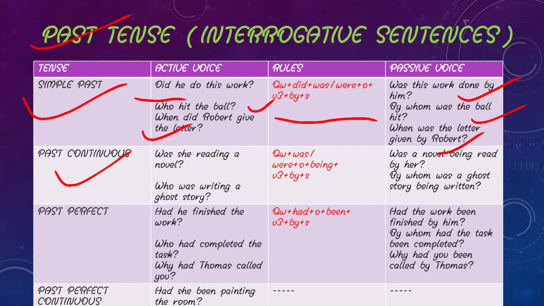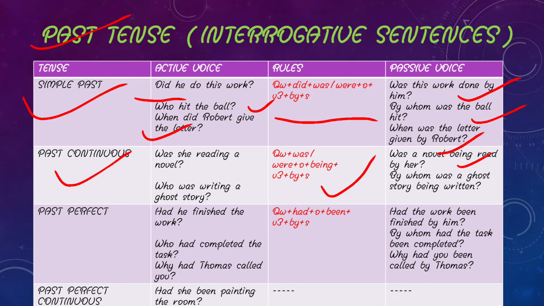So the rule which we need here is question word plus was or were according to the number of the subject plus object plus being plus verb 3 plus by plus subject. As this sentence, Was she reading a novel? is starting with a helping verb, in the passive voice also we need to begin the sentence with a helping verb. So the sentence becomes: Was a novel being read by her?